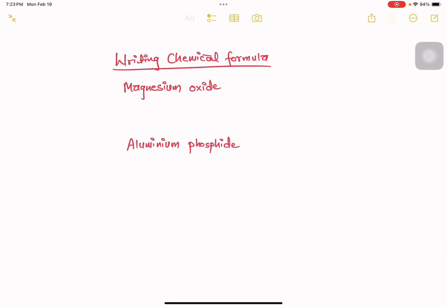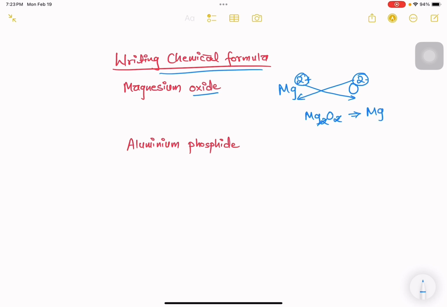Now how do we write the chemical formula if the name is given? Magnesium, we know, has a 2 plus charge. Oxide is oxygen and it has a 2 minus charge. We can do the crisscross: Mg, this 2 comes here, this 2 goes here. Because this is an ionic compound, we write the empirical formula. We will not write Mg2O2, rather we write MgO.